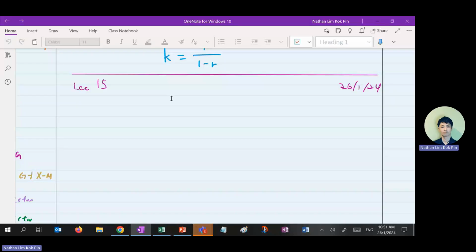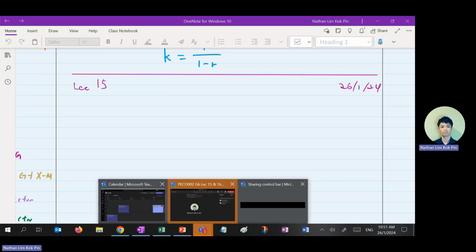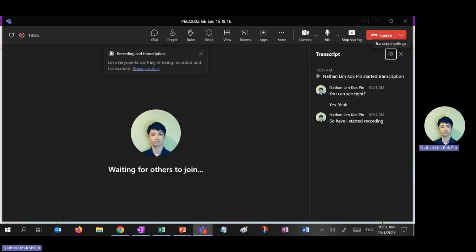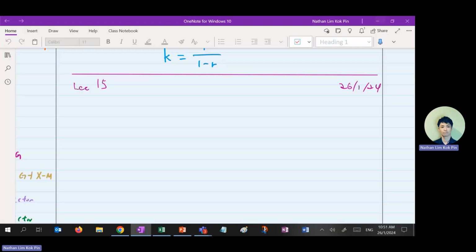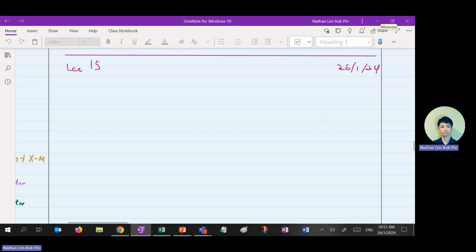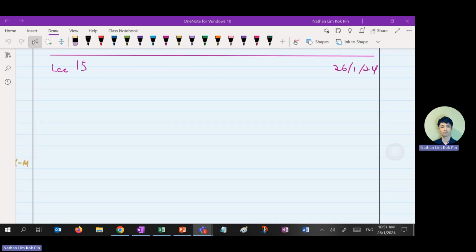Why this one? What color is this one? Can see, right? Can see. So have I started recording? Yep, all good.